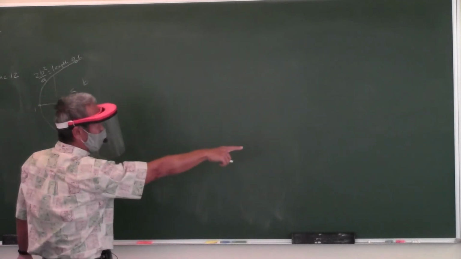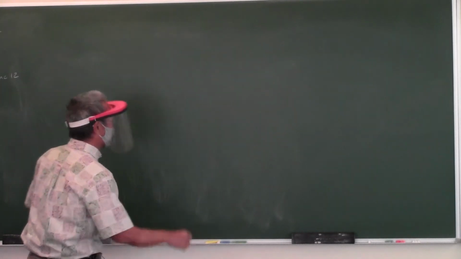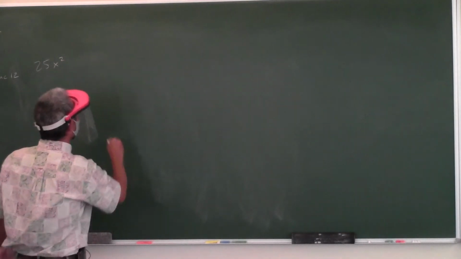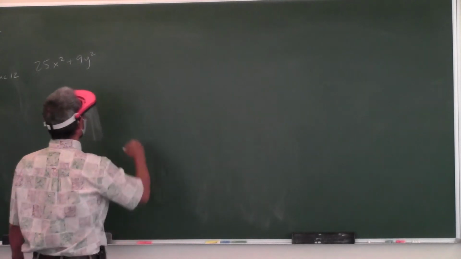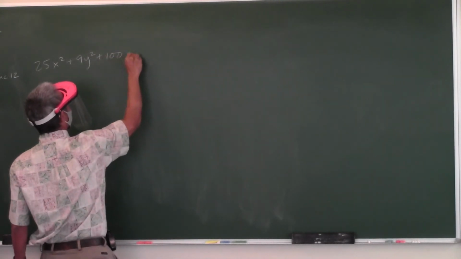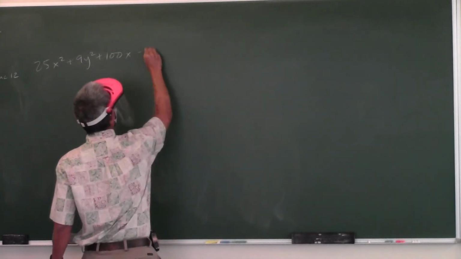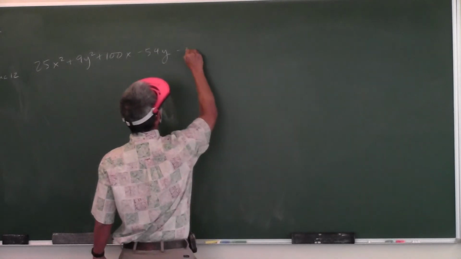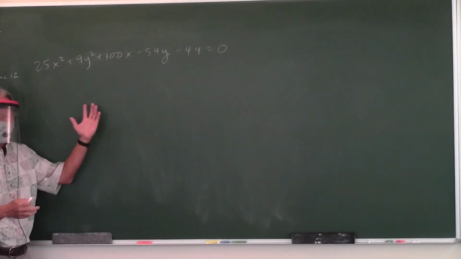Okay, so I got an equation of an ellipse over there. So let's write this down. 25x squared plus 9y squared. This is to make sure it comes out nice because, I mean, there's enough algebra as it is. We don't want it coming out ugly, yeah? Minus 54y minus 44. So how can you tell this is an ellipse from the general equation?